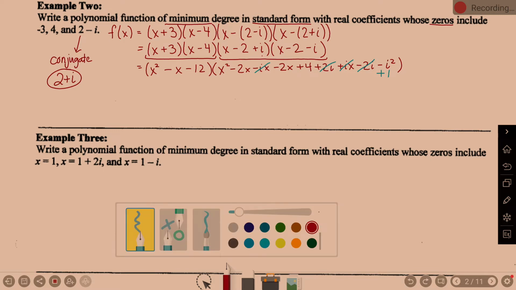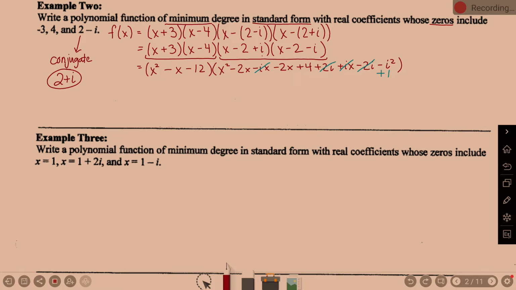Okay, so let me carry down my x squared minus x minus 12. And then let's clean up this next set of parentheses. We only have the x squared, so x squared is x squared. Minus 2x and minus 2x should be minus 4x. And then we have a plus 4. And that minus i squared became a plus 1. So plus 4 and plus 1 is a plus 5.